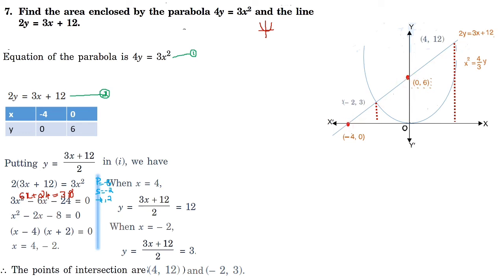And as I said before, the parabola and the line are intersecting at 2 places. These 2 places we have calculated as the points of intersection, that is 4, 12 and minus 2, 3. 4, 12, x is positive, y is also positive, so it comes here. Another one is minus 2, 3, x is negative, that means it comes this side. So here we need the limits. Limit means here x is equal to minus 2, and on the right hand side, this is 4. This is what we have to calculate.